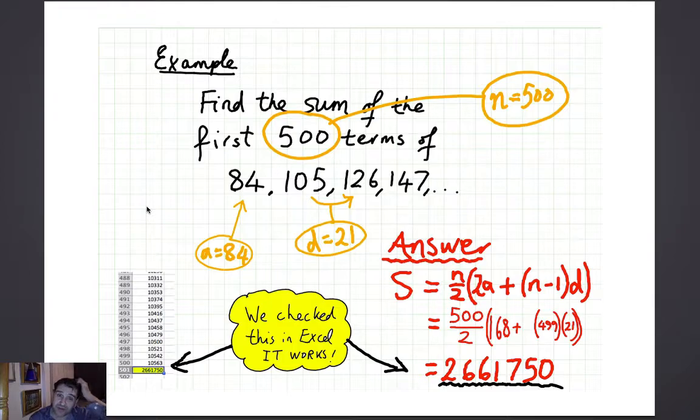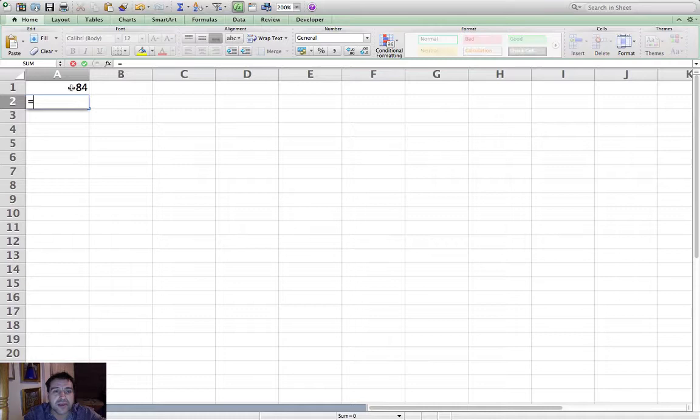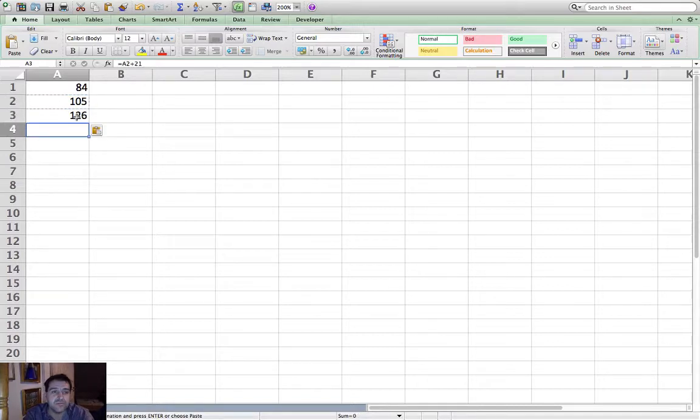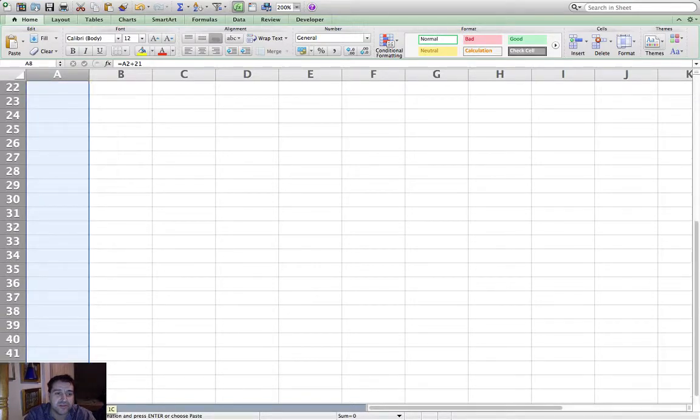I'm going to actually do that now. So here I am in Excel. I've got a first term of 84 there. I'm going to have a formula that takes the cell above and adds 21 to it to get the next one. I'm going to copy that down. So copy and paste it. So I've got lots of those. So I can paste that until I'm down to the 500th row.